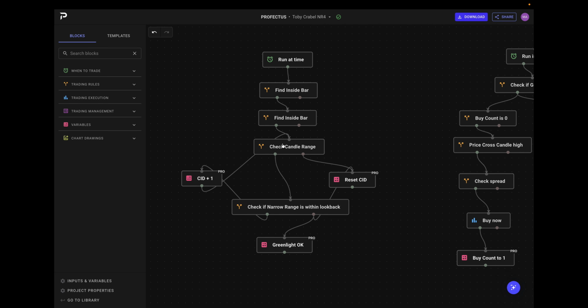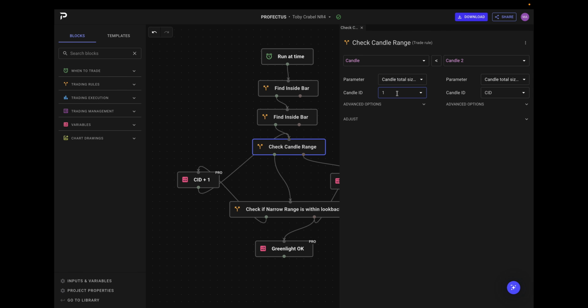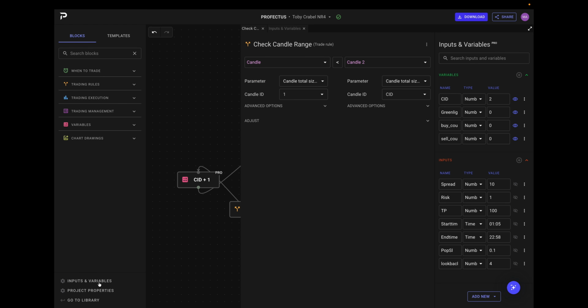If both are true, we have an inside bar confirmed by these 2 trade rule blocks. Then we check if the candle total size in pips of 1 is smaller than the candle total size in pips of candle ID. Wait a minute, there's no number here. That is because the number is 2, but we stored it as a variable, so the algorithm can change it while running. It's not really a setting like an input, where we set it once at the start and then don't change it anymore. A variable is something that changes ongoing while the algorithm is running.